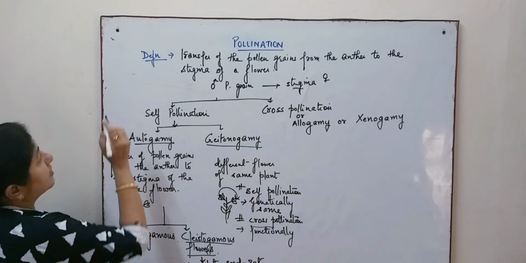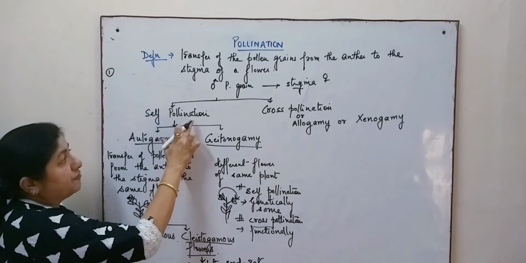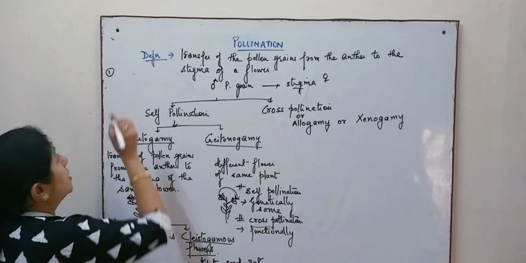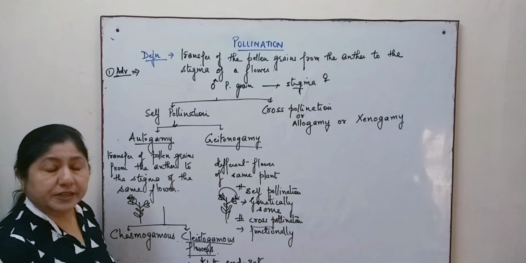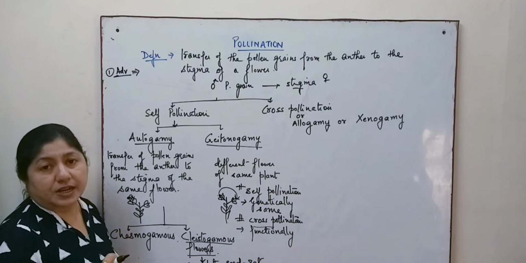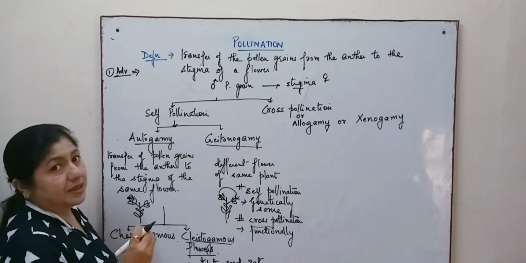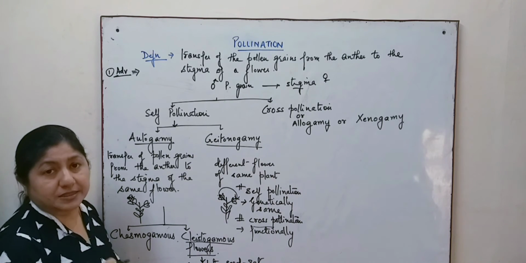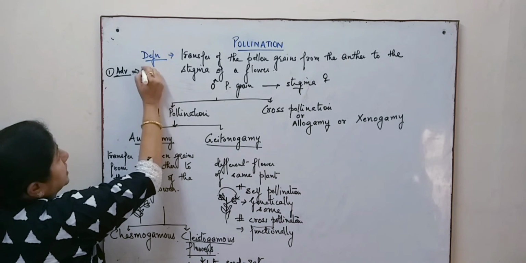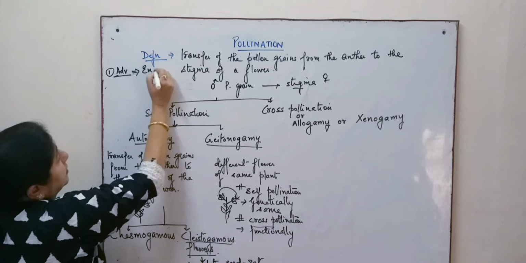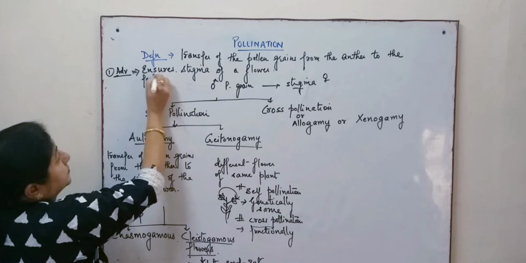When we are discussing self-pollination, two things should come to your mind: the advantage and the disadvantage. The advantage of self-pollination is that the chances of fertilization are more. So it enables the plant to have syngamy. The probability is very high, so it ensures fertilization.